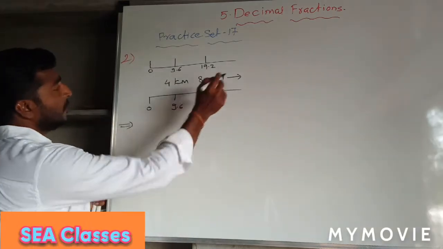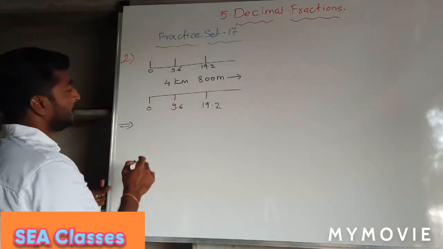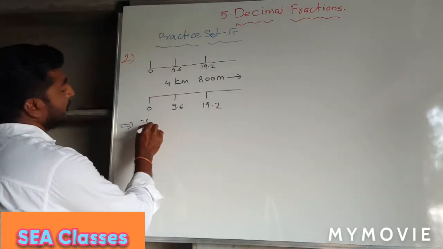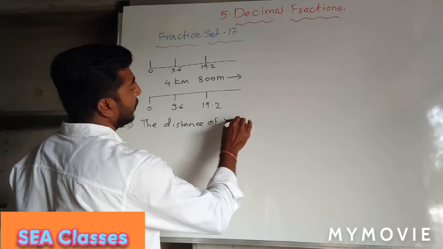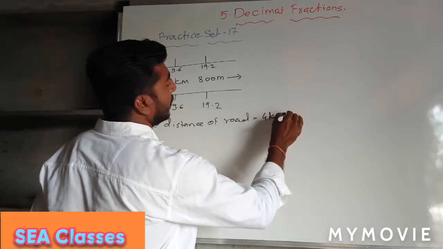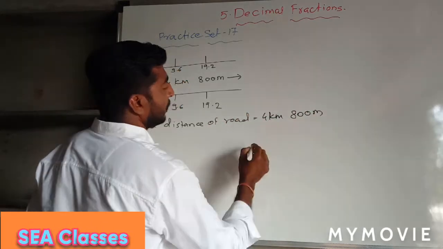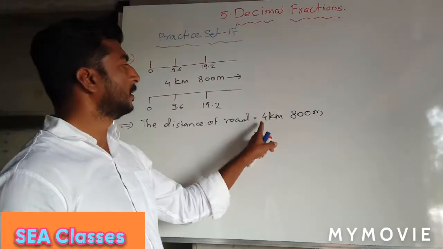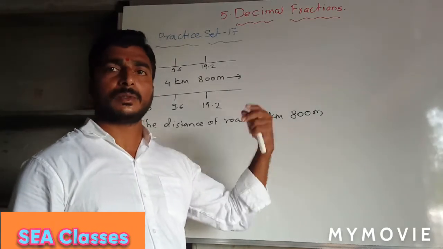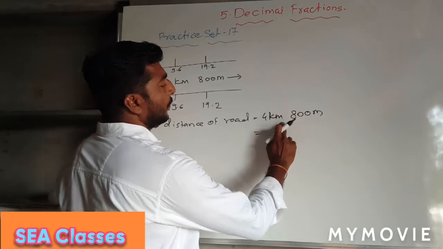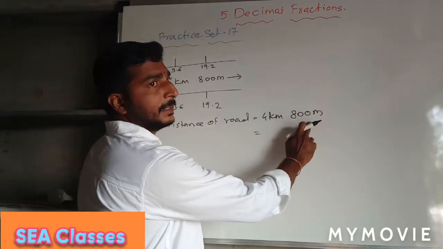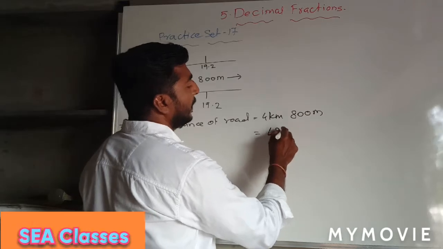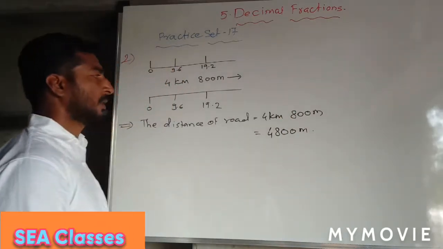Now the total distance of the road is 4 km 800 meter. So now you have to convert this 4 km 800 meter into meters. Now you know that 4 km means 4000 meter, and 4000 meter plus 800 meter will be equal to 4800 meter. So this is the distance of the road.